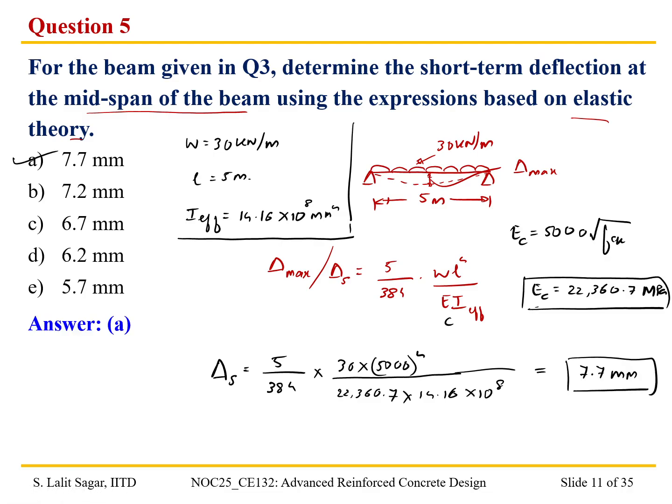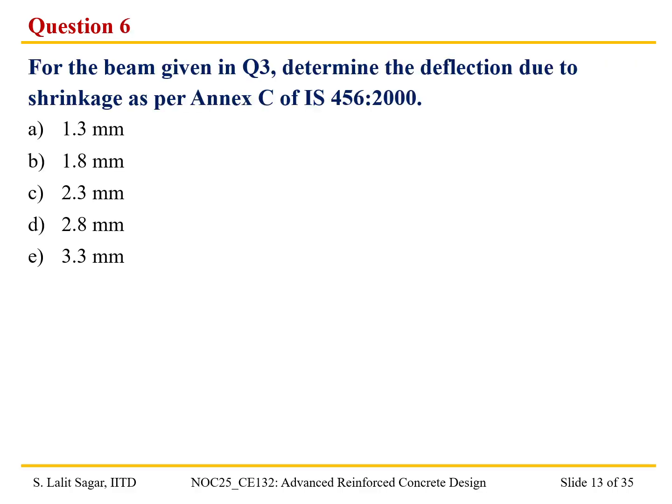So from this we have determined the value of the short-term deflection, that turns out to be 7.7 millimeter. Option A is the correct response. The next question is, for the beam given in question 3, determine the deflection due to shrinkage as per Annexure C of IS 456-2000.